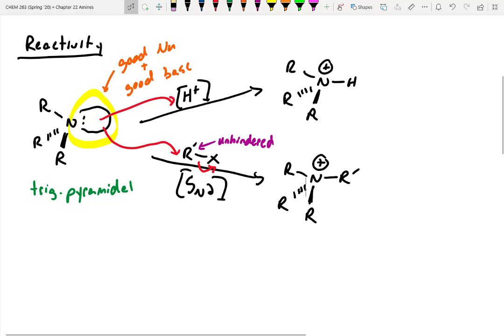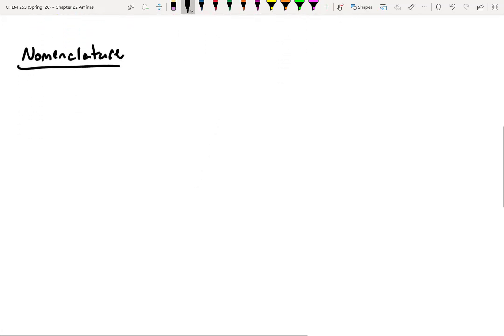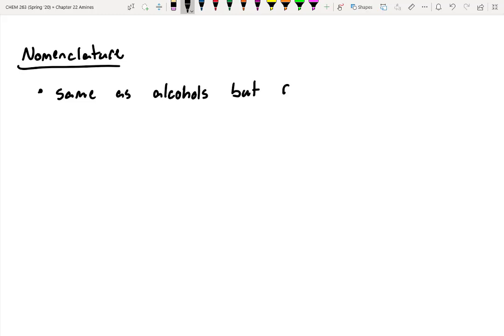All right, so now let's take a look at the nomenclature. The nomenclature is pretty straightforward. It's pretty much the same as alcohols, but we're going to change our suffix. So let's make a note. It's the same as alcohols, but instead of the OL suffix, we're going to replace it with an amine suffix.